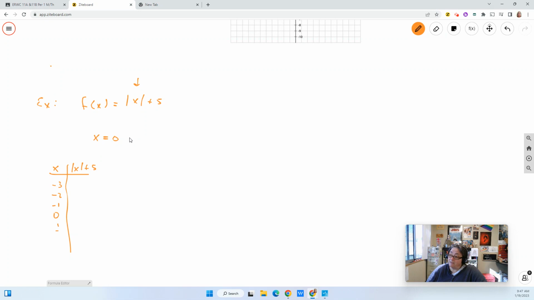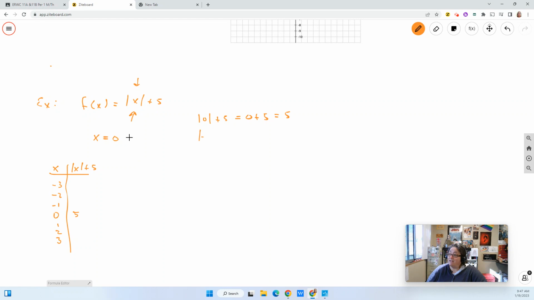And here we'll go 1, 2, and 3. So if I were to plug in 0 into this function right here for x, that would be the absolute value of 0. Well, the absolute value of 0 is just 0, and 0 plus 5. So if I wrote that as the absolute value of 0 plus 5, that's the same as saying 0 plus 5, which just equals 5. So we know when it's 0, we've got 5.